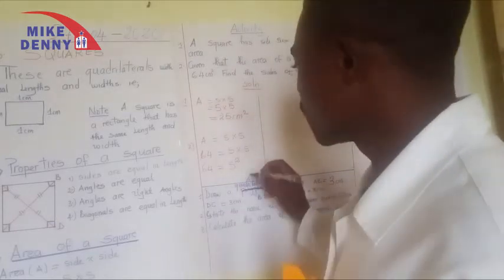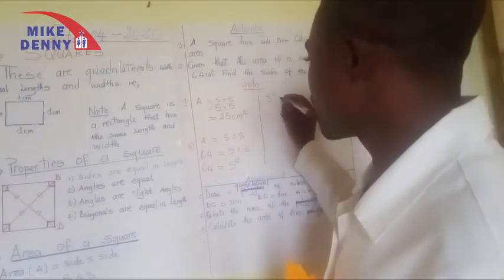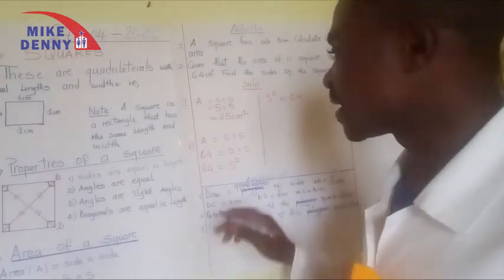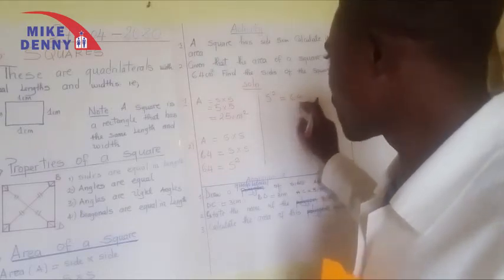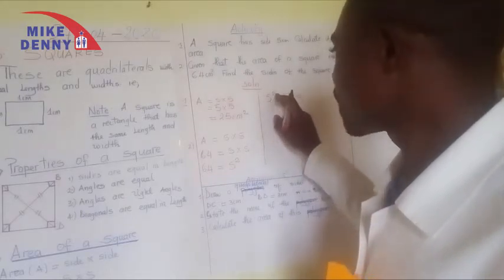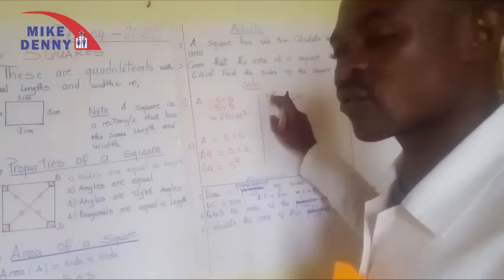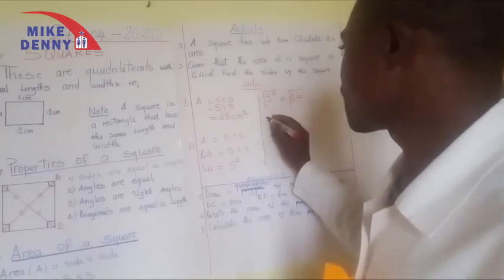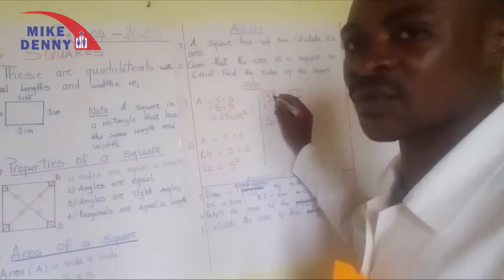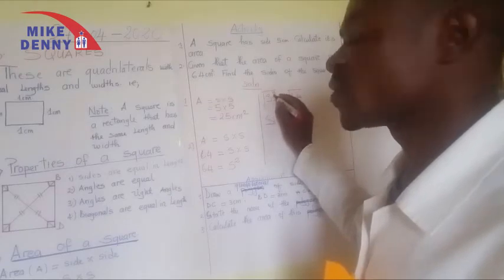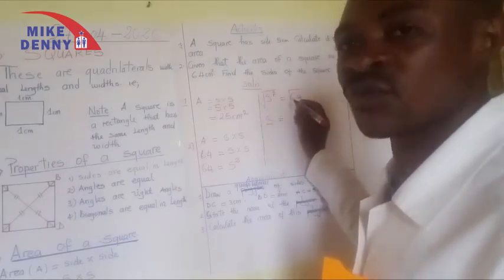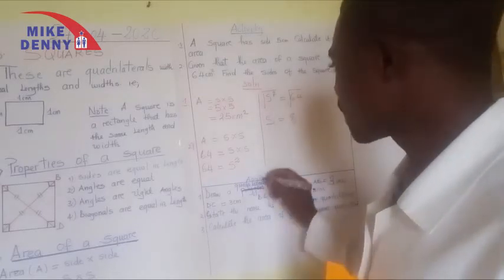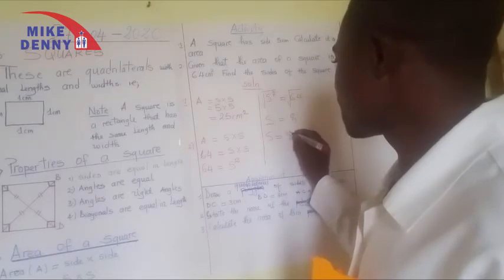Now since I know that s squared is 64, where s is the side, how do I get my final result? All I need to do is take the square root of both sides so that the small 2 on top here disappears. When I take the square root, the 2 will disappear. I'm left with s. And when I take the square root of 64, my result is 8. So you discover that the side is 8 centimeters.